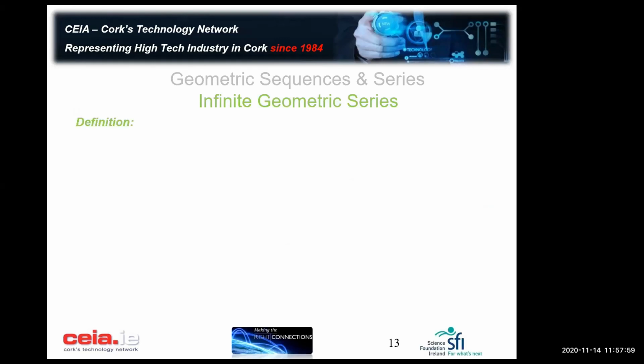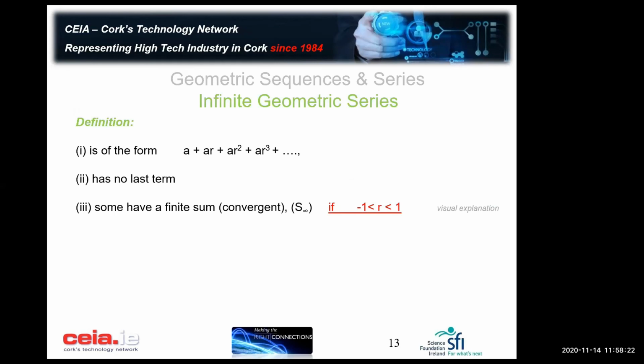So we move on to infinite geometric series. Again, it comes up in the exam questions a lot. So your infinite geometric series is of this form. a is your first term, a times r is your second term, your third term is a times r times r, which is ar squared, and so on. But an infinite geometric series has no last term. It just keeps on going on and on.